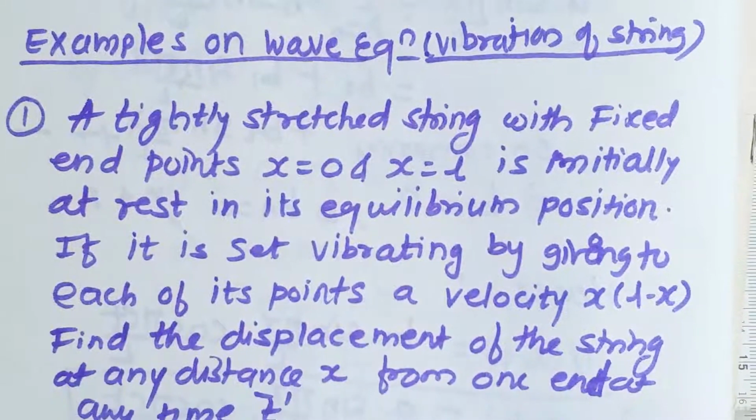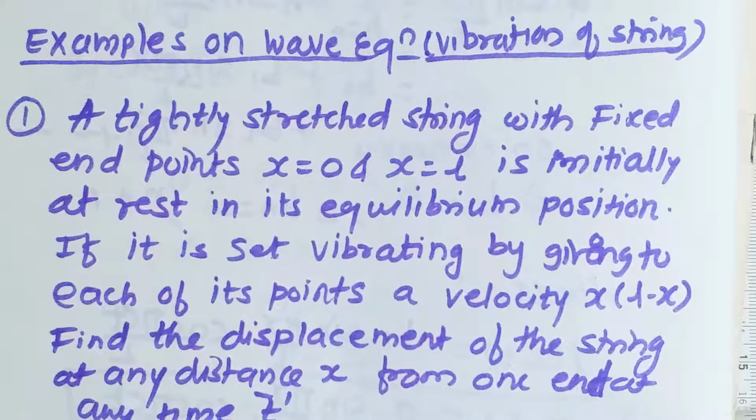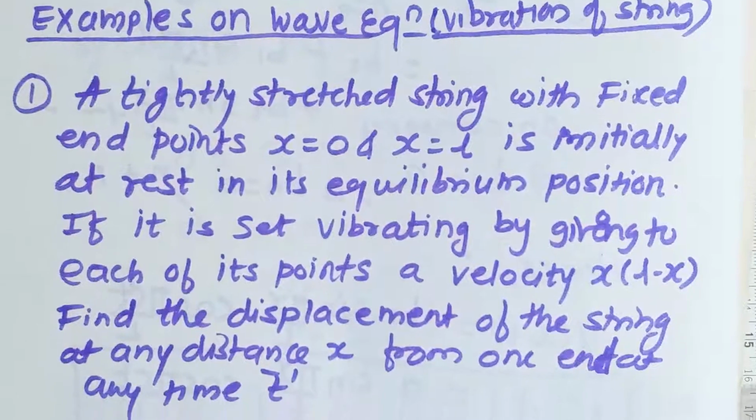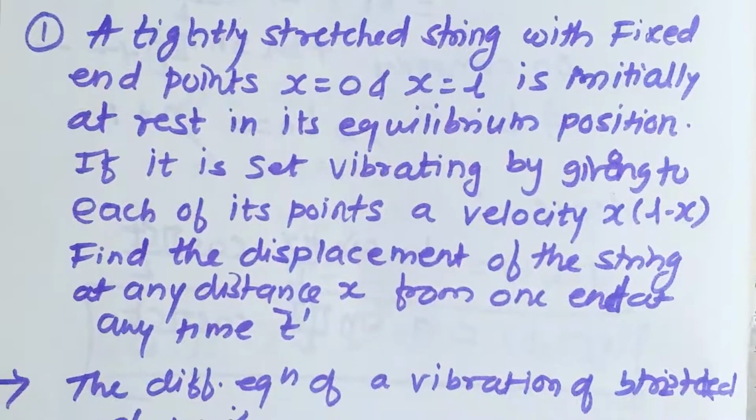A tightly stretched string with fixed end points x equal to 0 and x equal to L is initially at rest in its equilibrium position. If it is set vibrating by giving to each of its points a velocity x into L minus x, find the displacement of the string at any distance x from one end at any time t.